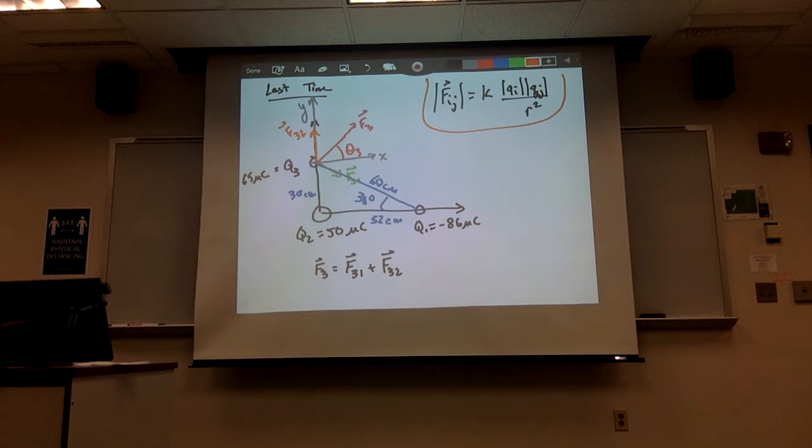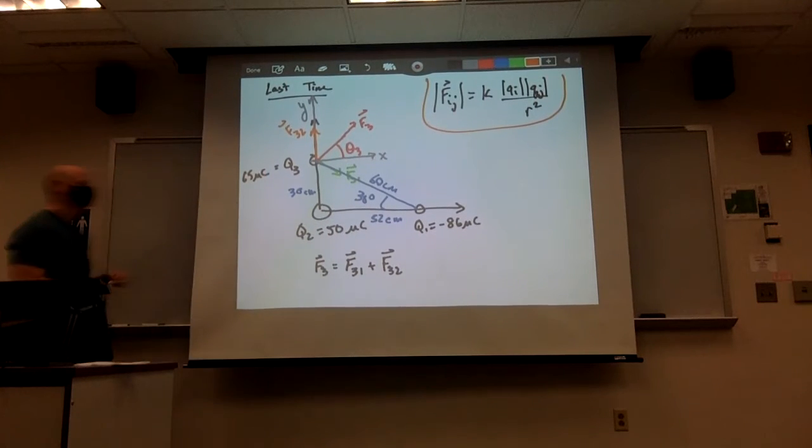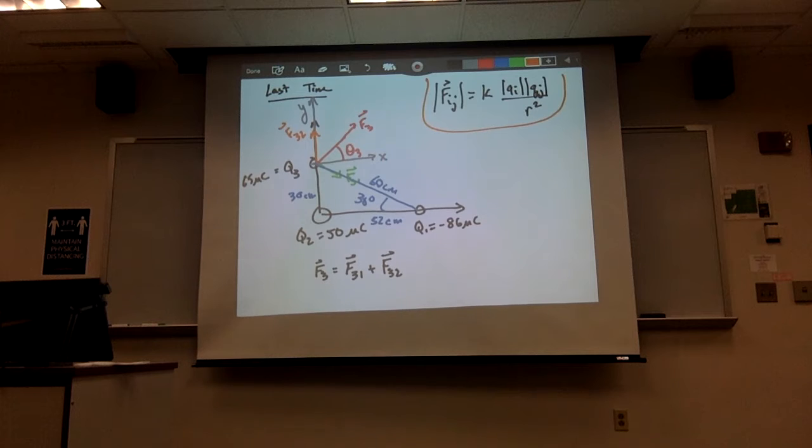Let's work on that problem we started talking about yesterday. So here, we have 3 charges. We have charge Q1, Q2 and Q3, where 2 of them are positive, 1 of them is negative, and what we want to do is find the total net force, which is acting on the third particle.